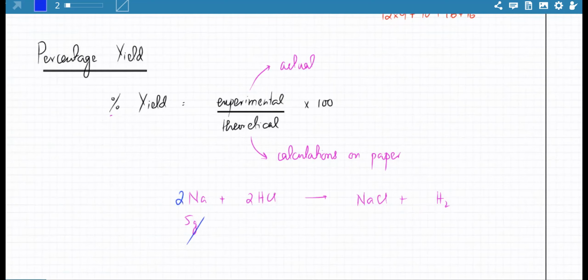Sorry, sir, the equation is not balanced. Yeah, exactly. One second. Everything here would be 2. Now it's balanced. Okay.